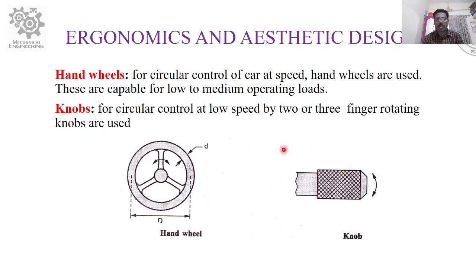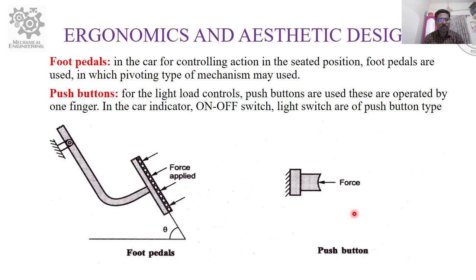The second one is knobs. Knobs are for circular controls at low speed, rotated by two or three fingers. These are the knobs, where only two or three fingers are used for controlling. Next we go for foot pedals.